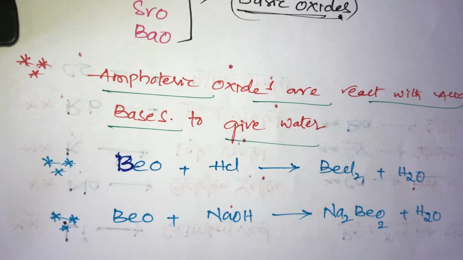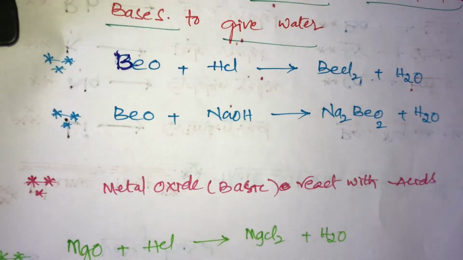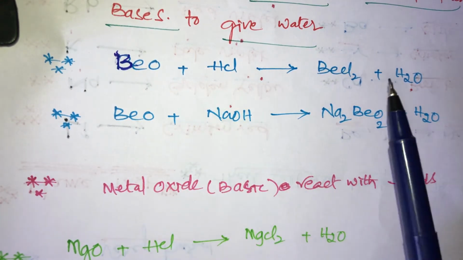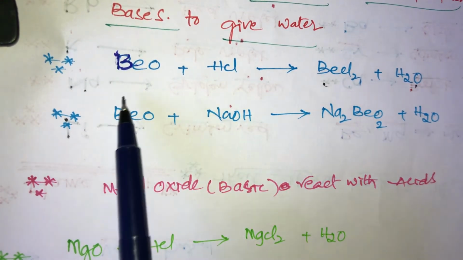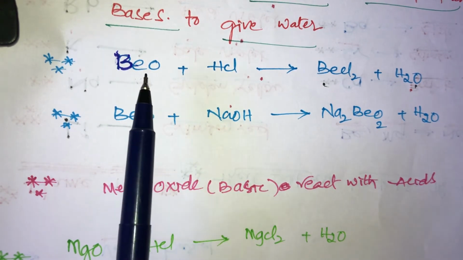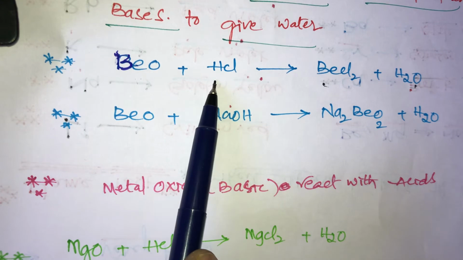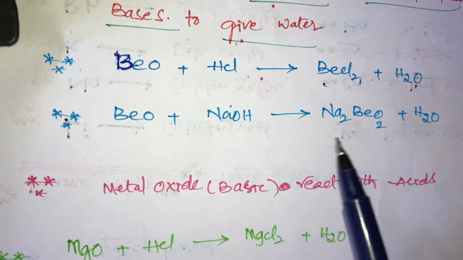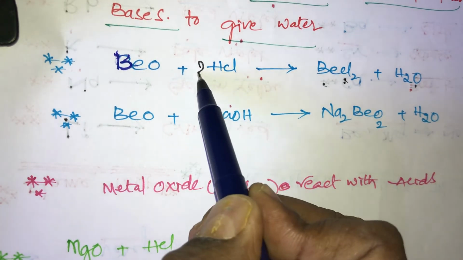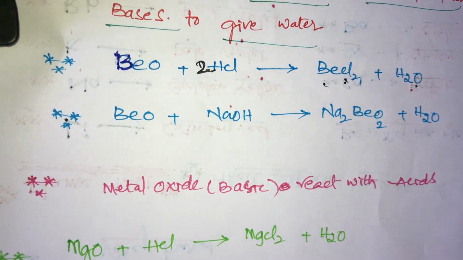So, for example, beryllium oxide. When beryllium oxide, BeO, reacts with hydrochloric acid, it forms beryllium chloride plus water. So beryllium oxide is amphoteric in nature. It is very important. Now here it is not balanced: there are 2 chlorines, so add 2 moles of water molecules. This is very important, students.